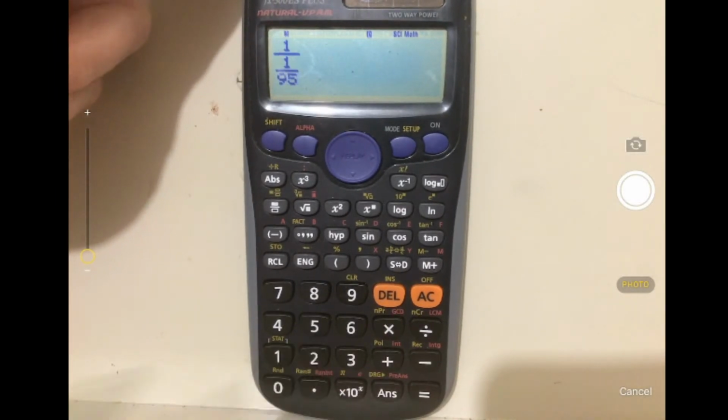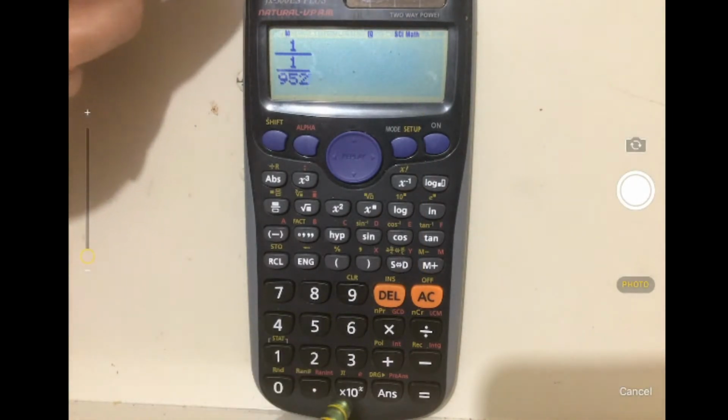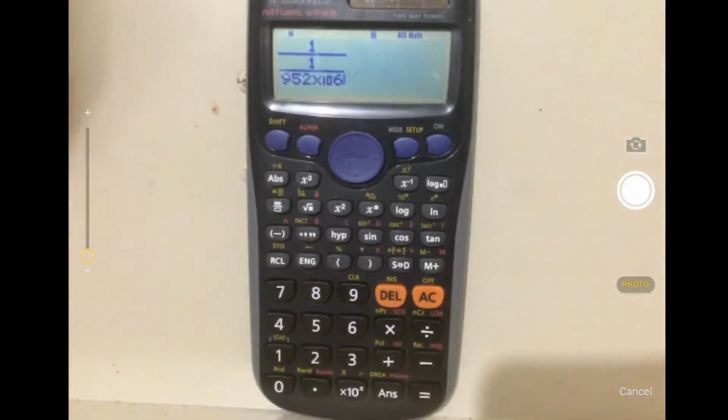952. And to enter mega, you look back at that table and you say, oh, mega means 10 to the 6th. And so remember this button from last time, times 10 to the x. And then you put the 6 in. And you've just entered mega ohms. 952 times 10 to the 6th is mega ohms.